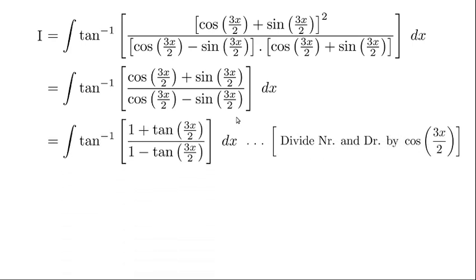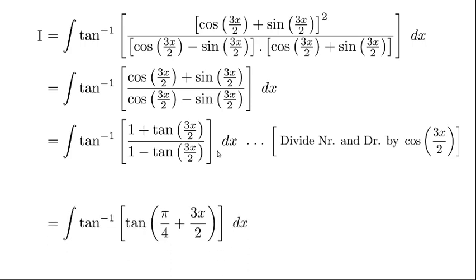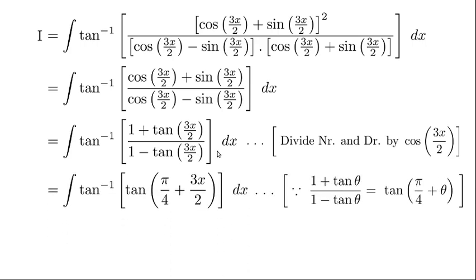And now you divide numerator and denominator by cos 3x by 2. So that division gives you 1 plus tan 3x by 2 upon 1 minus tan 3x by 2. And you know the formula of 1 plus tan theta upon 1 minus tan theta that we are going to make use of. We get tan inverse of tan of (pi by 4 plus 3x by 2), and that is because of this formula. So it becomes integration of pi by 4 plus 3x by 2, because tan inverse of tan theta is theta.